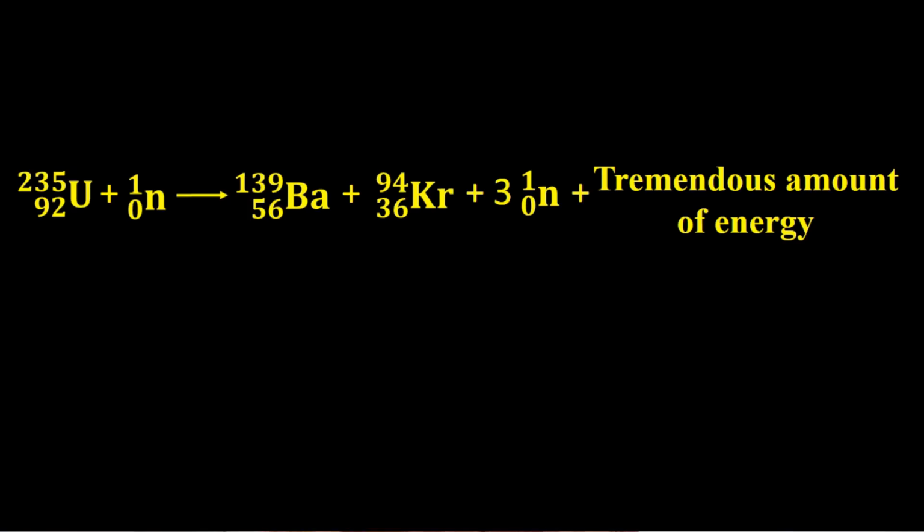In the same way, when a uranium atom is bombarded with a neutron, it disintegrates into barium and krypton. This is a nuclear reaction. In this nuclear reaction also, a tremendous amount of energy is produced that is utilized to run a nuclear power plant. Now let's go to another point.